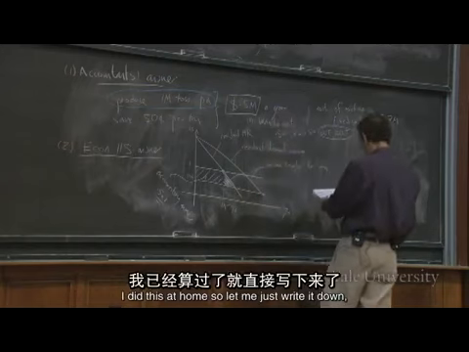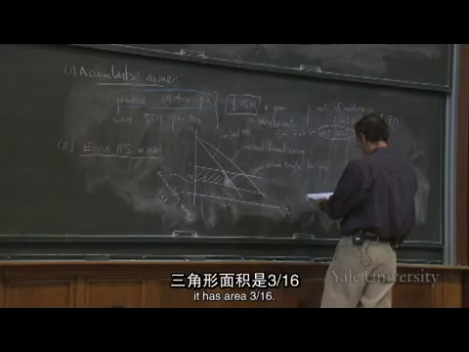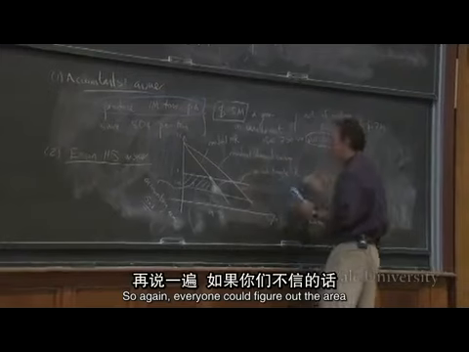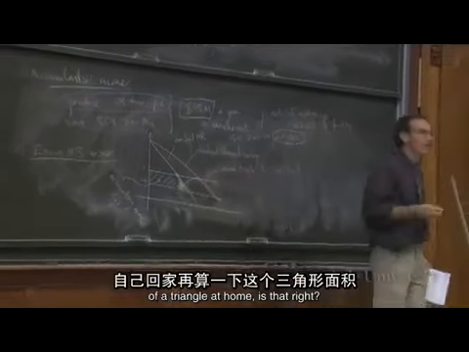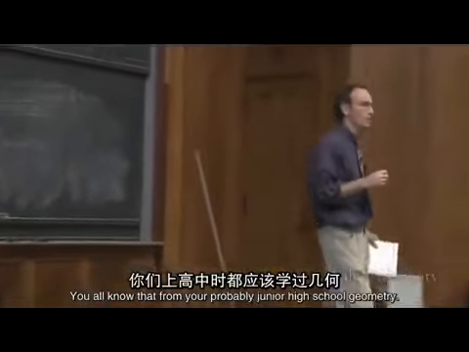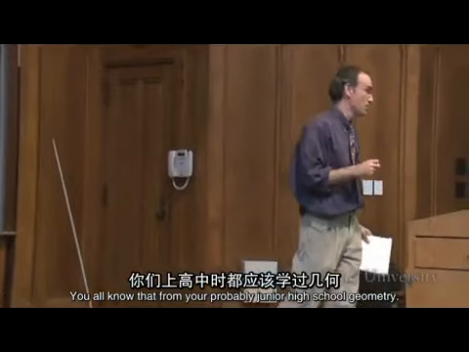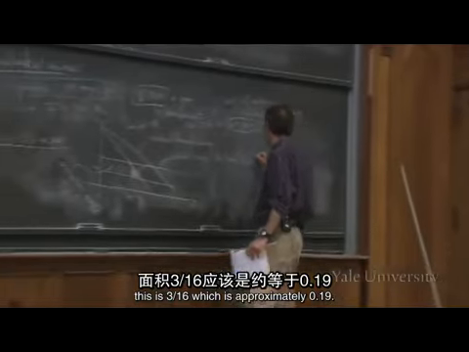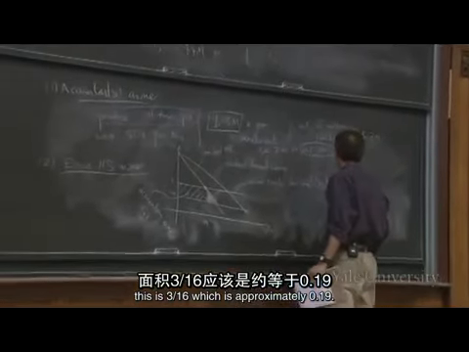I did this at home, so let me just write it down. It has area 3/16. All right? So again, everyone could figure out the area of a triangle at home, is that right? You all know that from your probably junior high school geometry. So assume I did it correctly at home, this is 3/16, which is approximately 0.19.